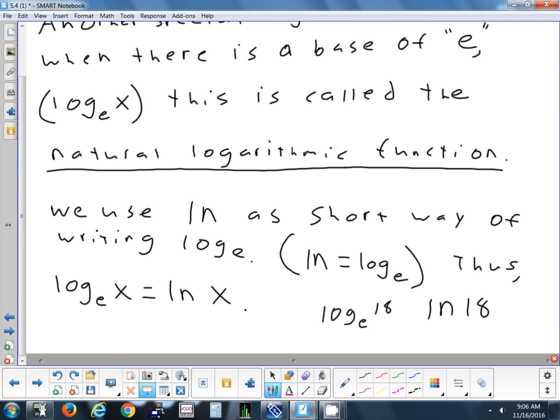Any questions on that abbreviation? The only thing you have to be careful with is that you can forget what the base is, because when you write the abbreviation, the base is hidden. Just like with the word log, if you just write log, the base is hidden. So you just have to remember that in this case, the base is e.